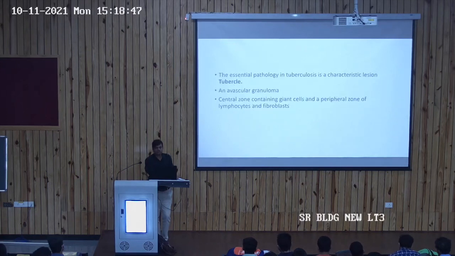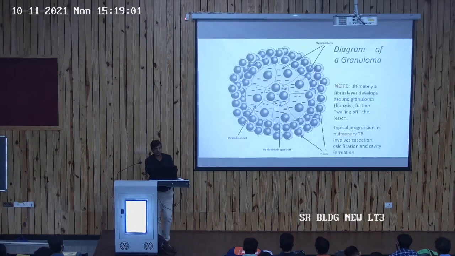The essential pathology in tuberculosis is a characteristic lesion called a tubercle. It's an avascular granuloma where the central zone consists of giant cells and there is a peripheral zone of lymphocytes and fibroblasts. This is the diagram of a granuloma. In the center you can see epithelioid cells containing mycobacteria inside them. At the very center there are multinucleated giant cells. Ultimately, a fibrin layer develops around this granuloma, which walls off the lesion. The typical progression in pulmonary tuberculosis involves caseation, calcification, and later on cavity formation.